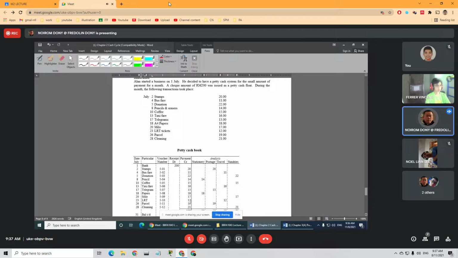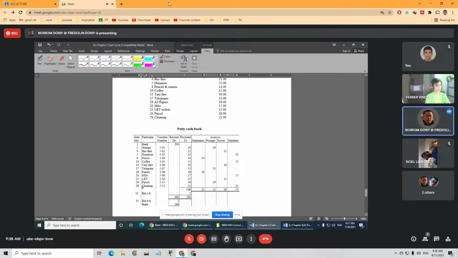LRT only in KL we have, so this is like transportation. Record in the payment column, and after that put into the travel column 12. Parcel 19, record in the payment column and the postage, the proper group. And the last one, cleaning, 21. Cleaning is not related to stationery, postage, and travel, so we put under sundry.